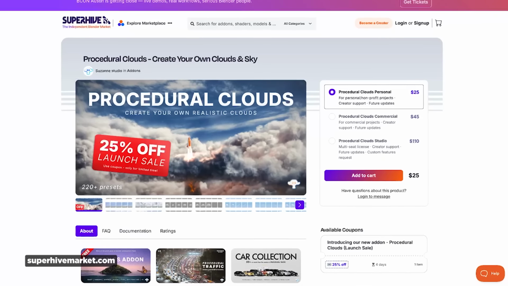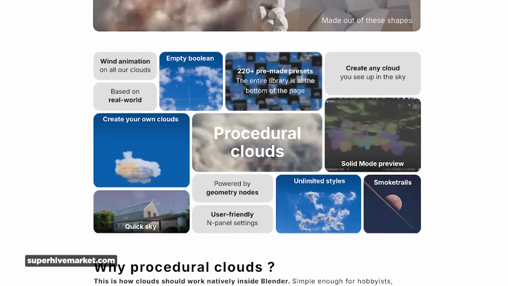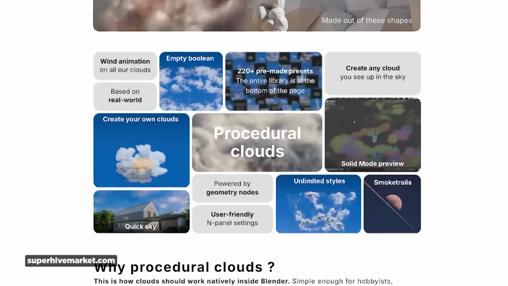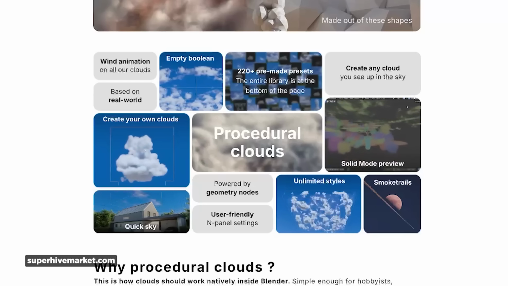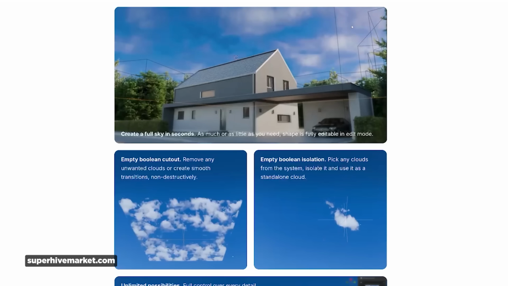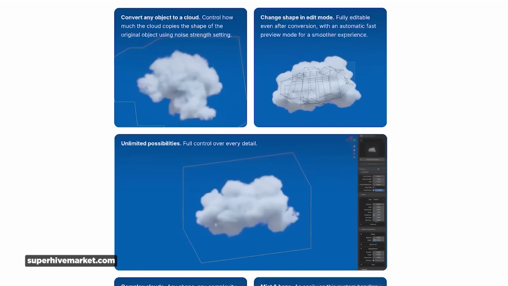And last is Procedural Clouds, a cloud and sky system built entirely in geometry nodes. It's fully art directable with over 220 presets and wind animation built in. Cycles only, it's $25 at the Superhive Marketplace. Blender clouds have never been so easy to create and yell at.